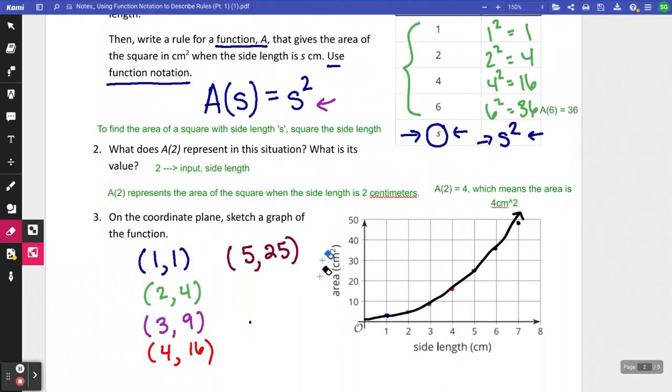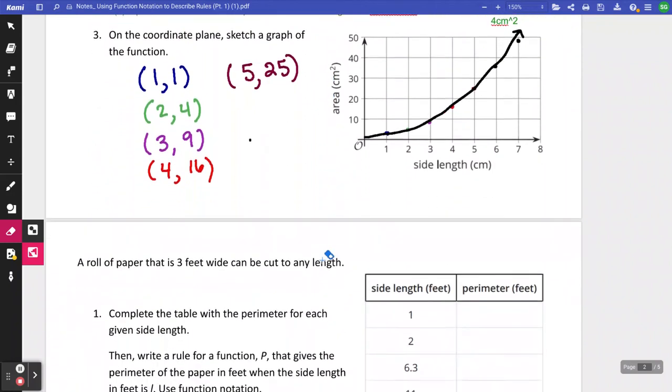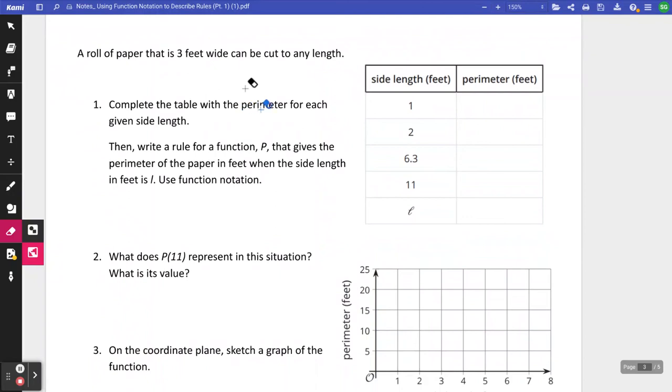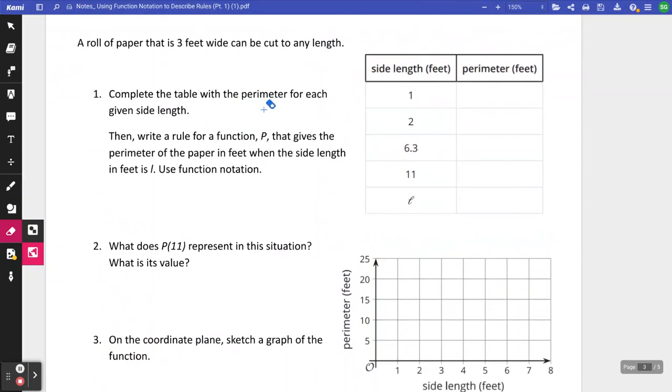I did this one here about area. There's one more in our lesson. This one is going to be related to what we know about perimeter. I'm going to go ahead and get us started together, I think, and then I'm going to have you finish this one up. So to get us started, this one here, the goal is still the same. The goal is looking at the situation. Can we use function notation to describe what's going on?